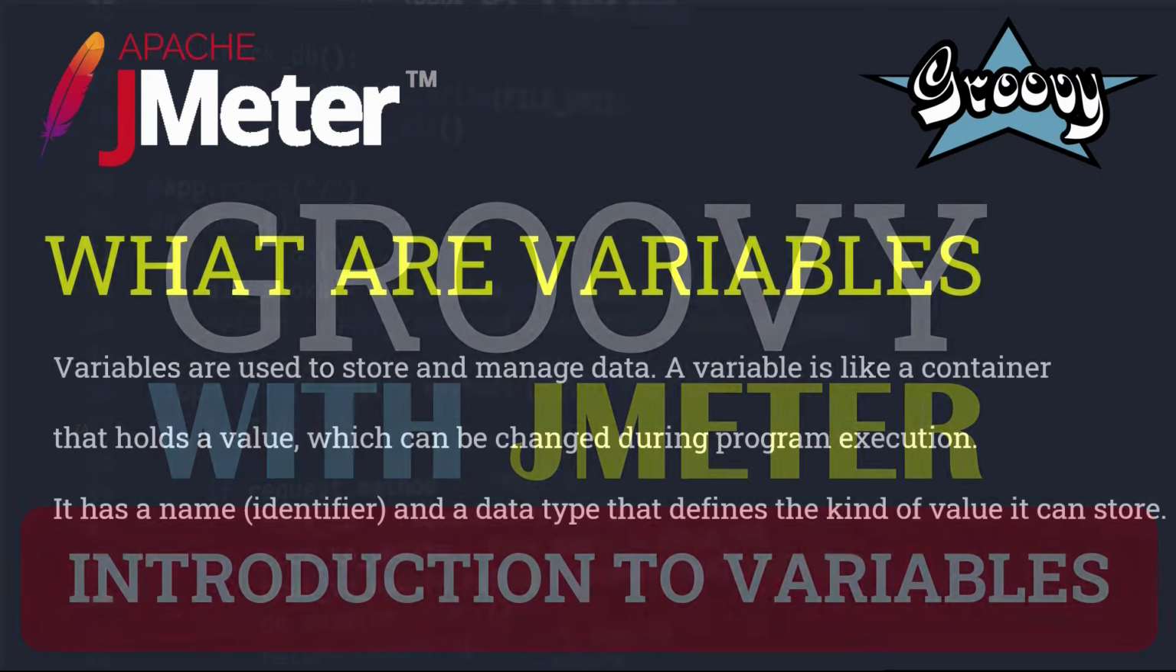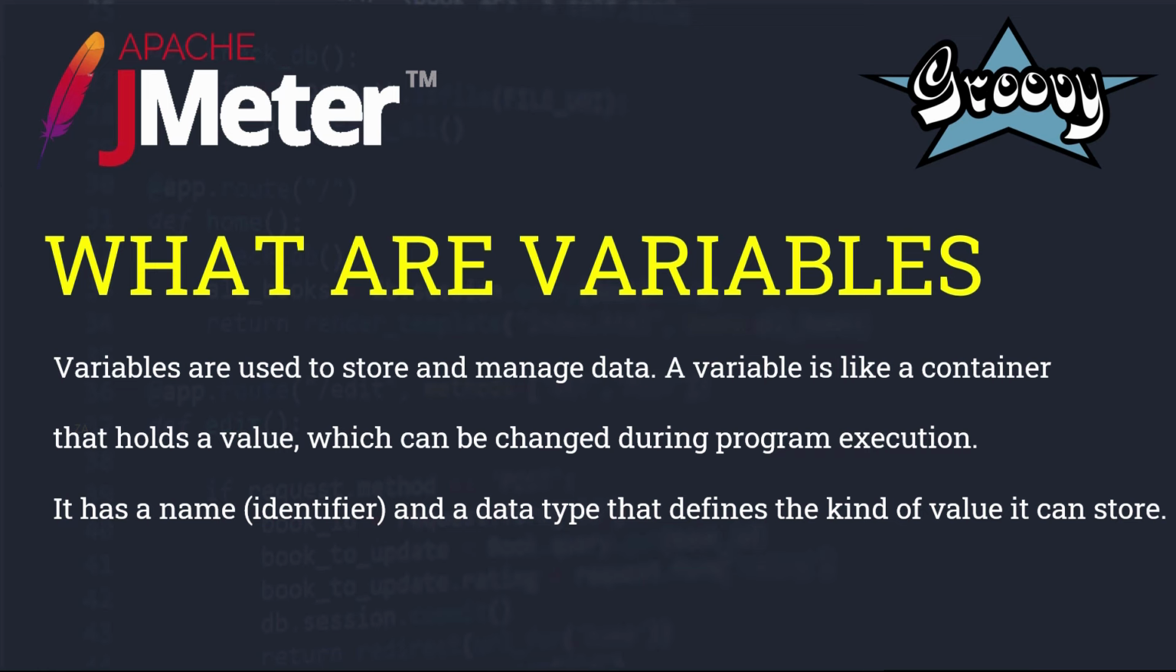So let's begin. Variables in programming are used to store and manage data. Think of a variable as a container which holds a value, and that value can be changed during program execution. For example, you have 100 containers, and the question is how you will identify which container contains what value. In order to identify that, every container should have a unique name and a data type that defines the kind of value it can store. So basically, if you have 100 containers, you need to label them. For example, the first container contains the value A. The second container contains the value B, right?